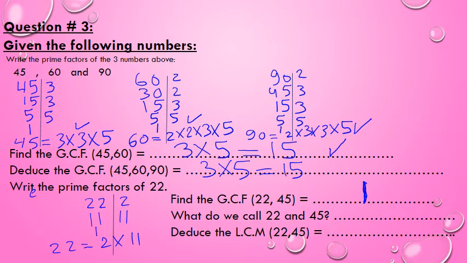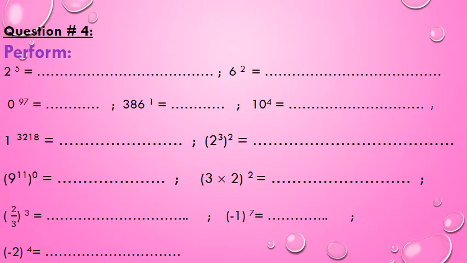Tell us, Dana, what do we call 22 and 45? They are relatively prime because their GCF is 1. Okay? Can you deduce, Badia, the LCM of 22 and 45? How can we get the LCM of 22 and 45? 22 times 45. We multiply the numbers. 22 times 45 is equal to 990. Thank you.